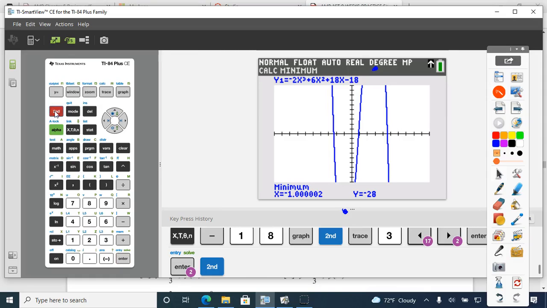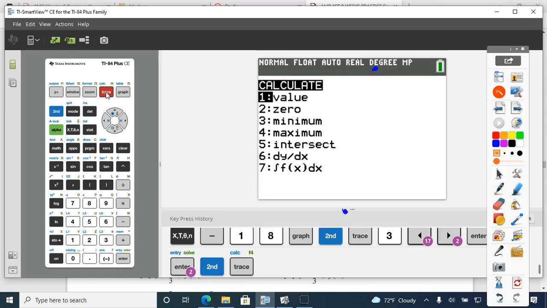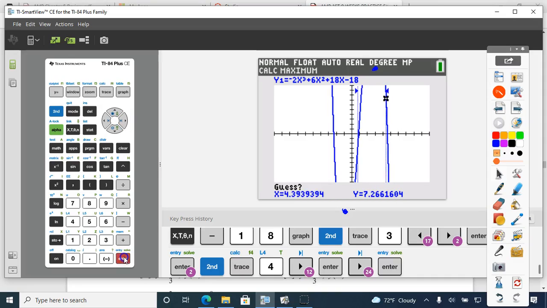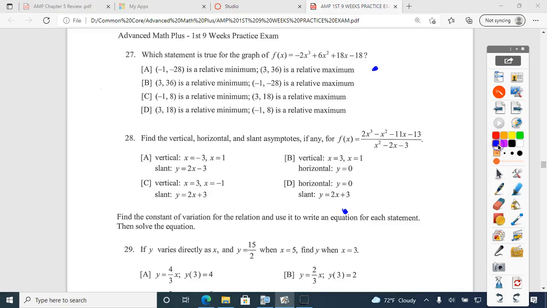Then I do the same thing for my maximum: second trace, number 4, left bound, so I'm going left of the maximum over here. Enter, and then go right of the maximum, enter, enter. So the maximum is 336. So 336 is the maximum, -1, -28 is the minimum. So my answer is A. Okay, all there is to that one.